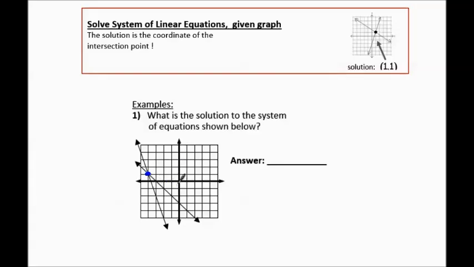To write coordinates, remember to go to the origin of your graph and then move along the horizontal direction first. So that is -4 because it's 4 to the left, and then up 1. So your coordinates are -4, 1. That would be your solution.